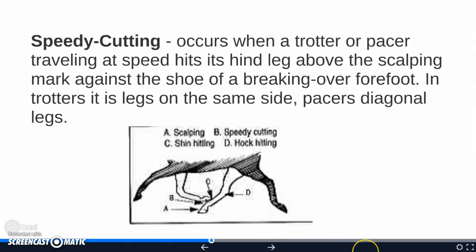Speedy cutting: this occurs when a trotter or pacer traveling at speed hits the hind leg above the scalping mark against the shoe of a breaking over forefoot. In trotters, it is legs on the same side, in pacers the diagonal leg. So speedy cutting is indicated by the letter B, scalping by the letter A, which we just talked about.